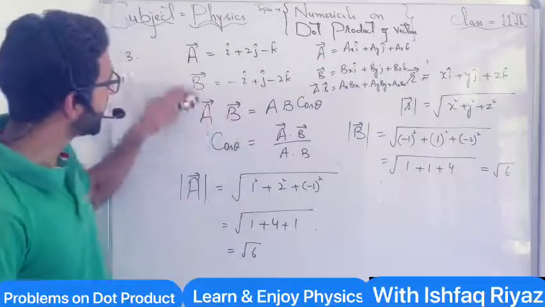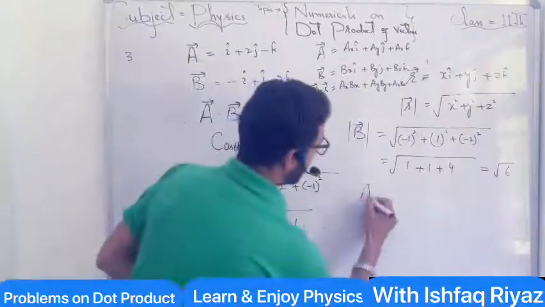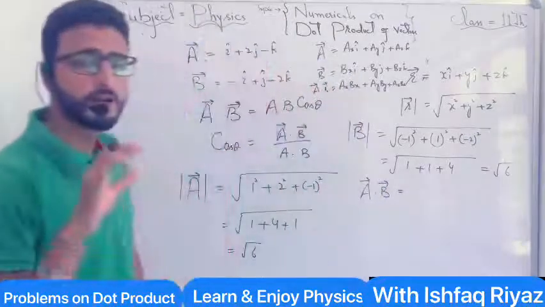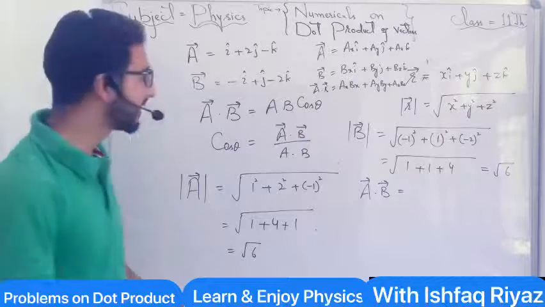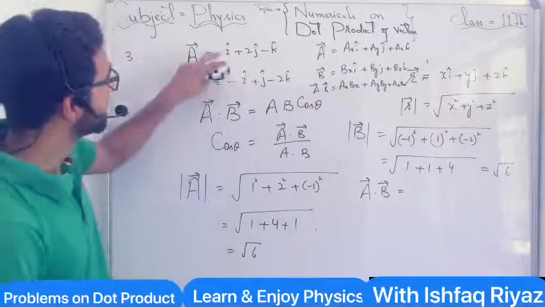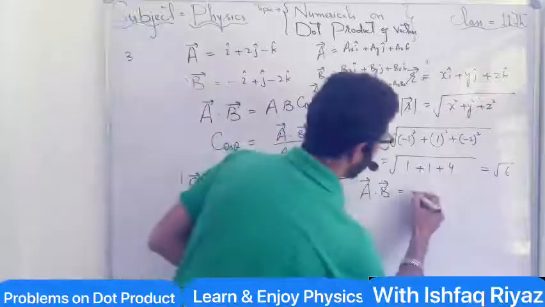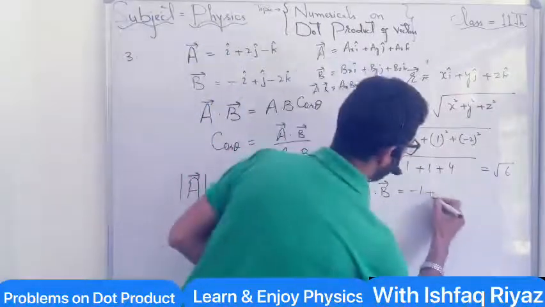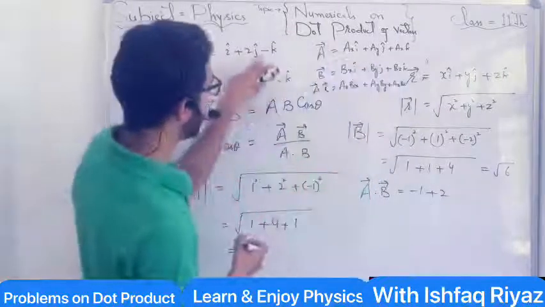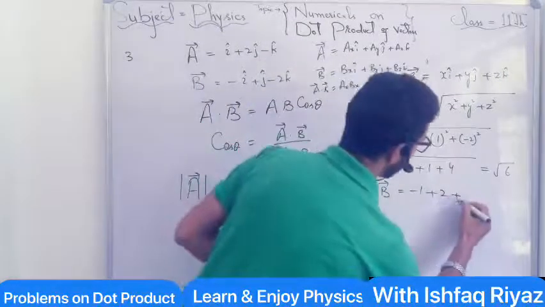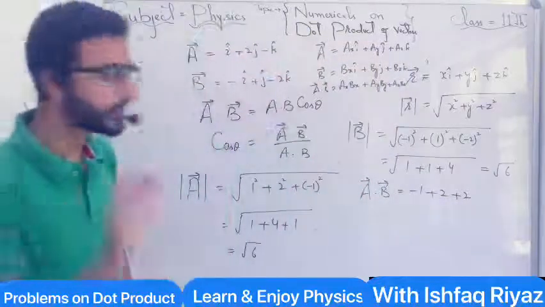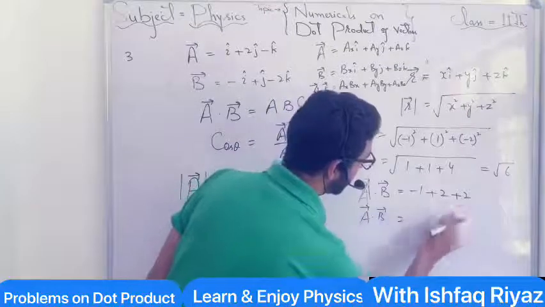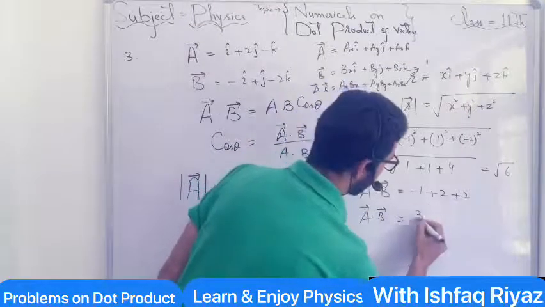I have already shown this in the lecture on the dot product of vectors. So to calculate A dot B here, I will simply multiply the corresponding coefficients of i cap, j cap and k cap, and then I will add them, right? So this will be 1 into minus 1, that is equal to minus 1, plus 2 into 1, that is equal to 2, and minus 2 into minus 1, that is plus 2. So A dot B will be given by 2 plus 2 is 4, 4 minus 1 is equal to 3.